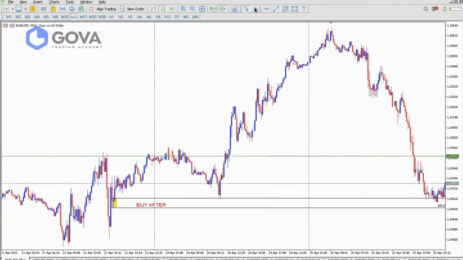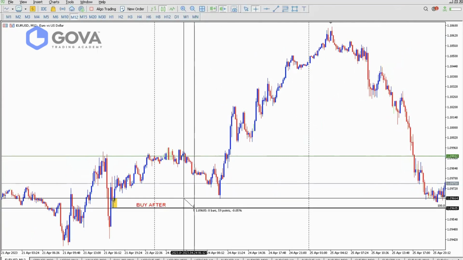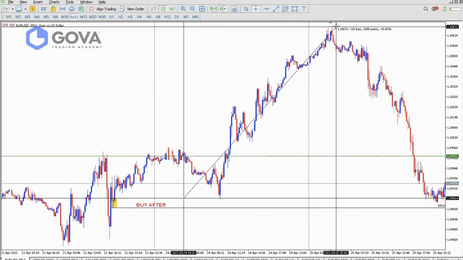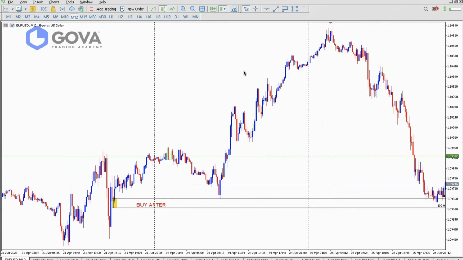As you can see, from the proximal line down to the distal line, this is 5 pips, and the reward is 100 pips. So how did I take this trade?